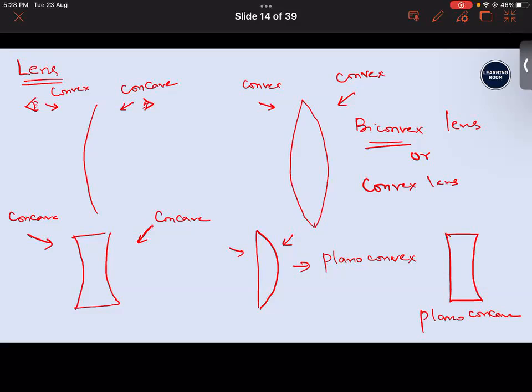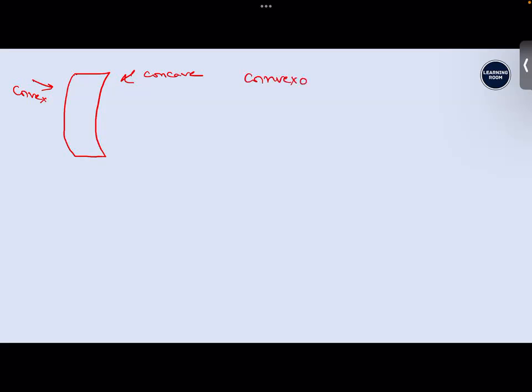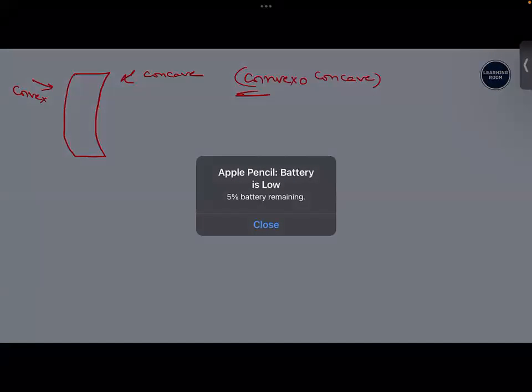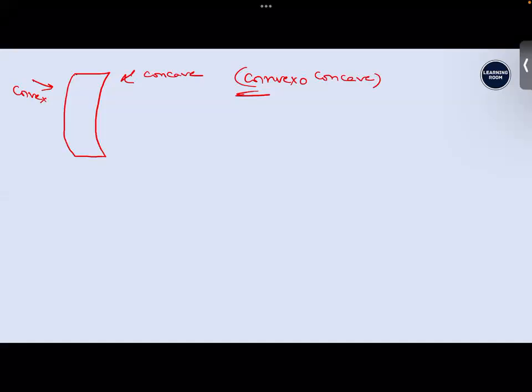So is there a possibility where you can have a shape like this? This side is convex, this side is concave. Then how do you name it? Convexo concave. So generally, if you want to combine the names of two shapes, you use an O as a connector. You can use concavo convex also. Just see it in the other direction. Just a name.